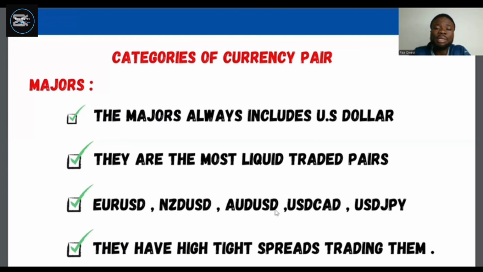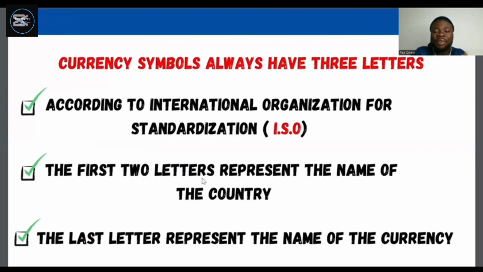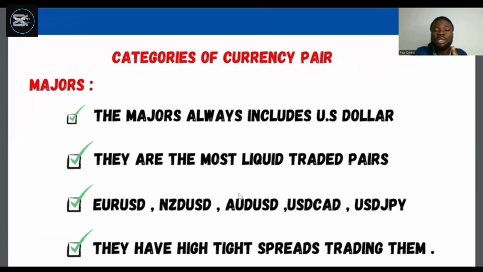The major currency pairs will always include the US dollar. So what are some of the major currencies that we talked about? We talked about the Australian dollar. We are having 8 different major currencies. So normally when it comes to the major currencies, we pair the dollar with any of the major currencies. Some of the major currencies include the Australian dollar, the New Zealand dollar.